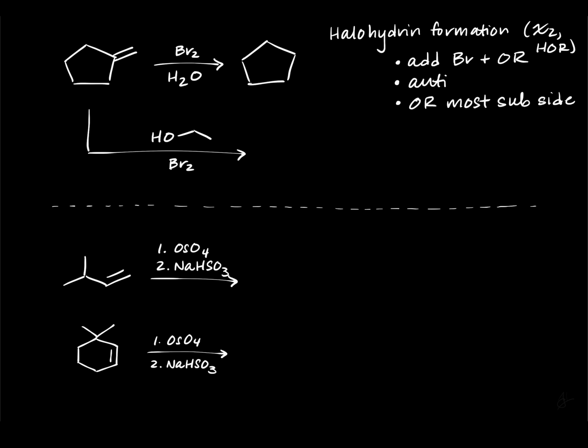So what do we do? Well, we add Br and OR, where OR is on the most substituted side. So we have a tertiary part of our alkene. We have a primary part of our alkene. We're going to add the OR on the tertiary part. So in this case, this is OH. Again, all I'm doing is removing one of those hydrogens. Maybe I should just cross out the 2. Removing one of those hydrogens. So OH. And then I have Br coming off the other carbon.